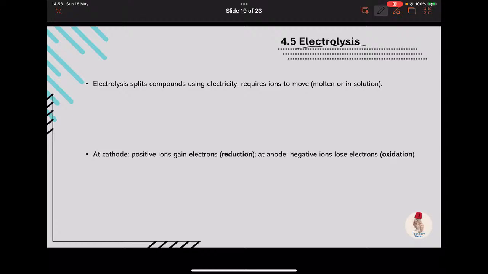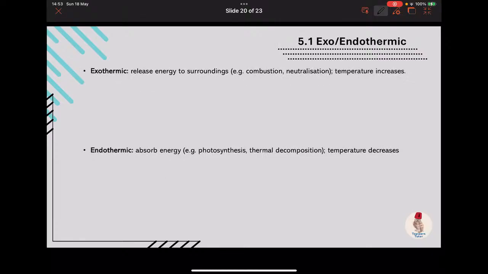So at the cathode, positive ions gain electrons. Gaining electrons is reduction, as we know from OIL RIG. Oxidation is at the anode. The negative ions lose electrons and they are oxidized and they are made into normal atoms. So at the cathode there's reduction, and at the anode there's oxidation. Anode, oxidation, they are both vowels, and cathode and reduction, they are both consonants. One way you can remember this.